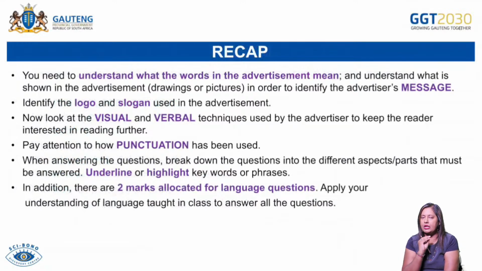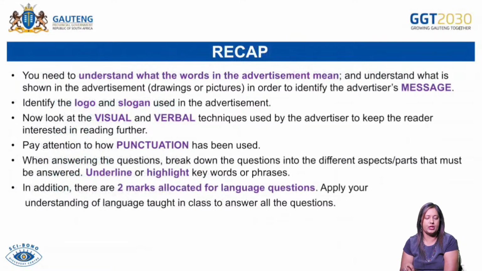So please, when you are showcased a particular instance, a particular image and text in the image of the advert, make sure you're looking at the drawings, the pictures, the words, the background versus the focal point of the text, right? Because that would indicate to you what the message of this particular advert is. Do you identify the logo, the slogan? Have you included understanding of the visual and the verbal techniques, right? Have you paid attention to the punctuation mark that has been used?